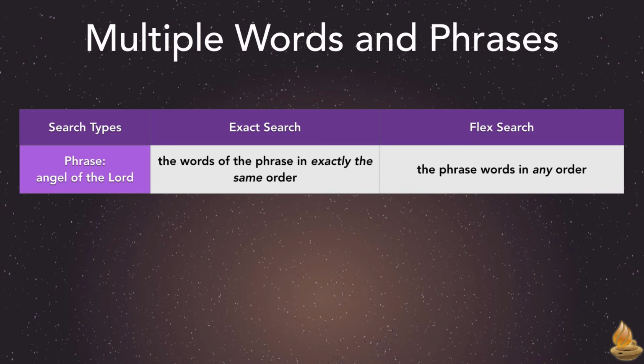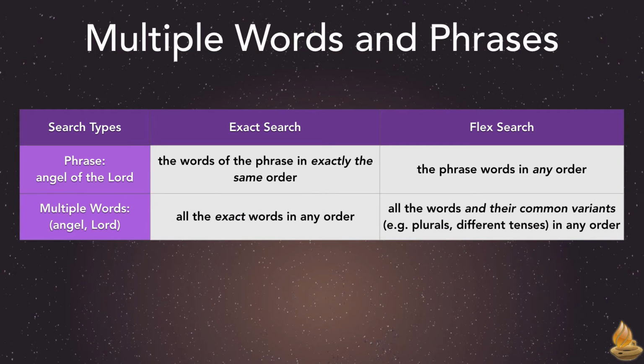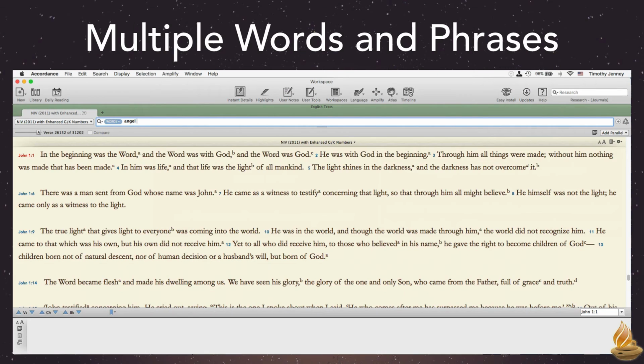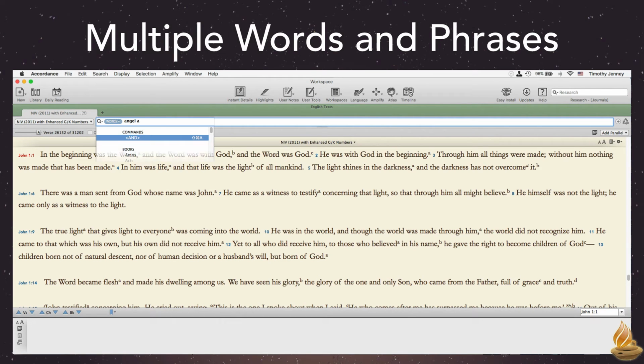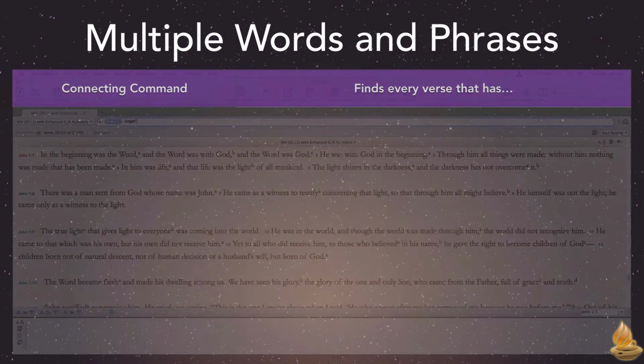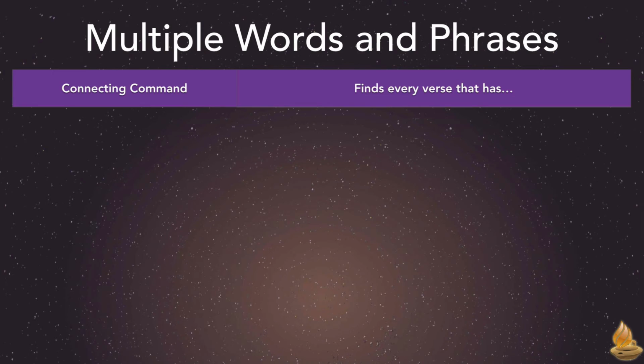Searching for multiple words is a bit different and requires using some sort of punctuation, like putting all the words within parentheses and separating them with commas. An exact search for multiple words finds all the exact words in any order, while a flex search finds all the words in their common variants, like plurals and different tenses, in any order. If we want to get even fancier, we can insert any of 7 different connecting commands between the words in our search. We can choose them from the search menu, or just type the first letter of the command in the search entry box and choose from Quick Entry. Here's a table listing these commands and the results they will have in our searches.